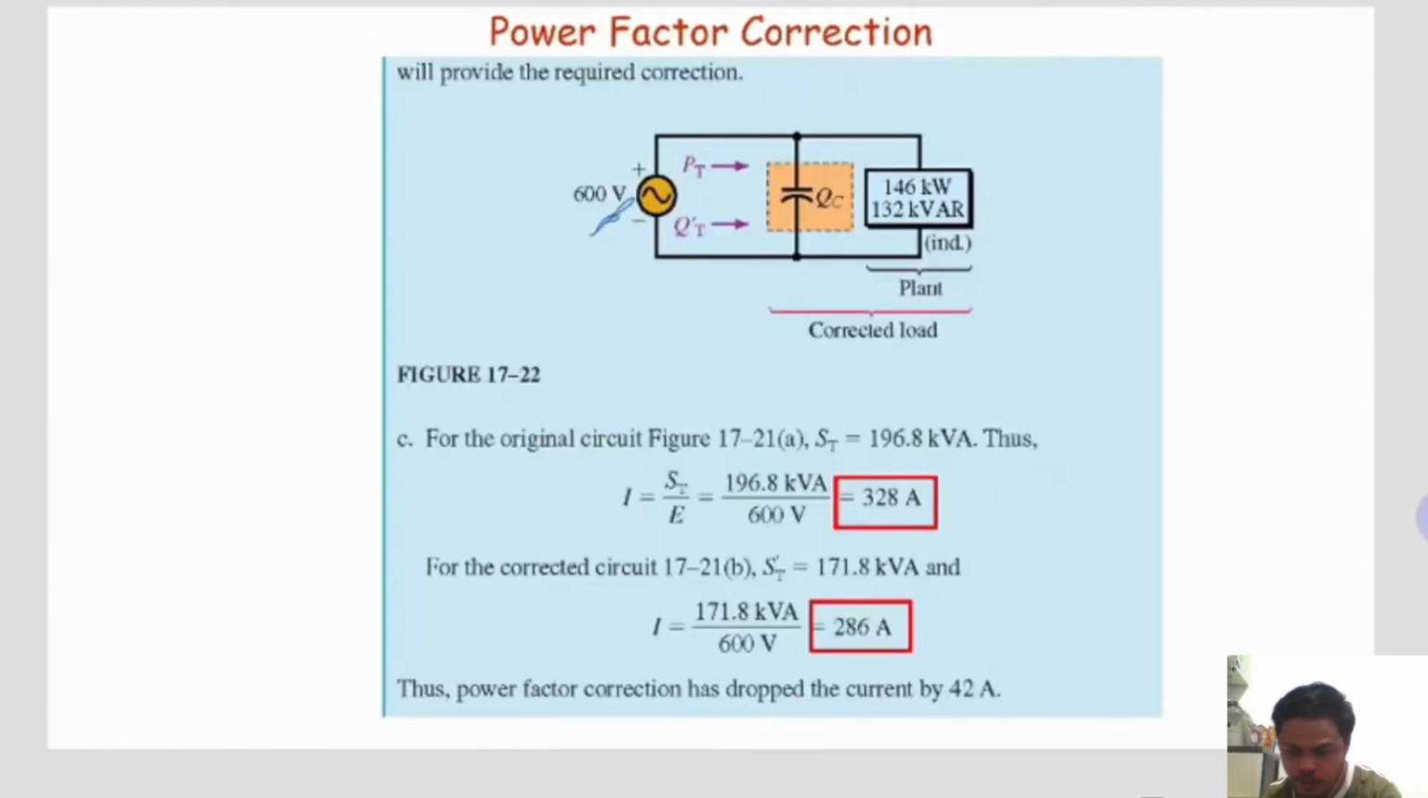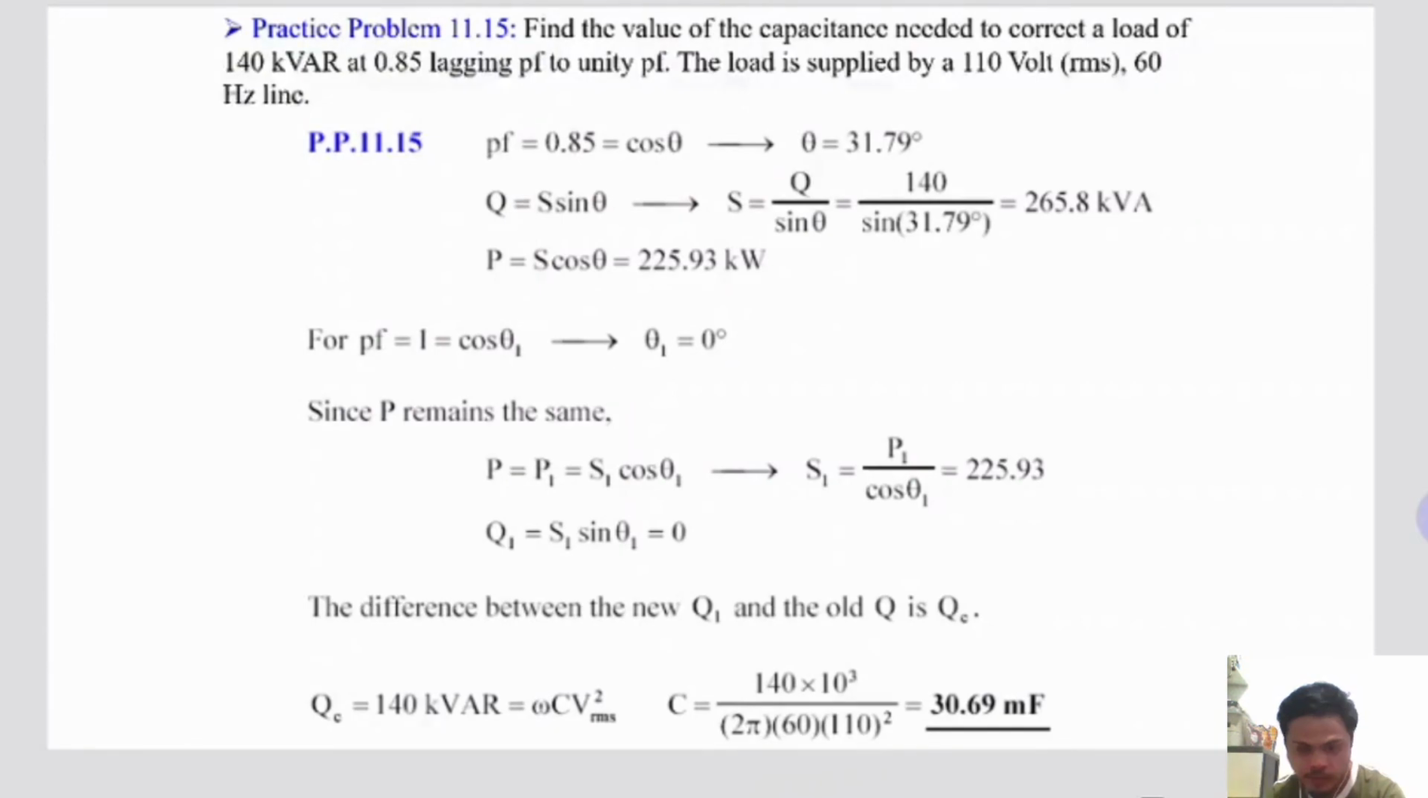So for the current before and after, before the correction the current is determined as 328 amperes, and from the corrected circuit you have 286 amperes. So another problem, we have to find the value of capacitance needed to correct a load of 140 kVAR at 0.85 lagging power factor to unity power factor.